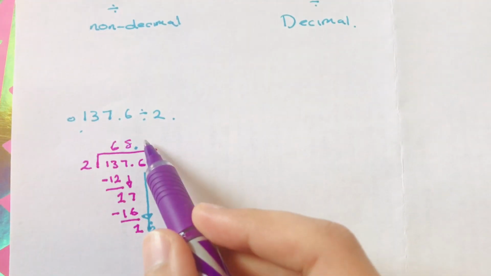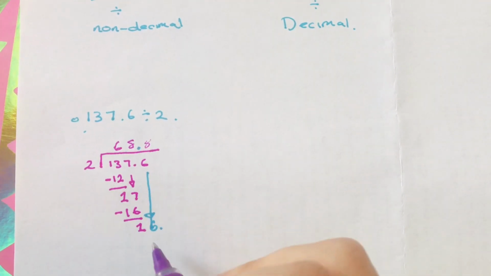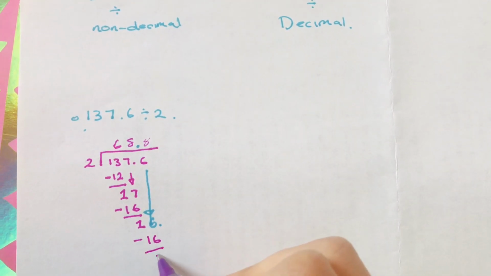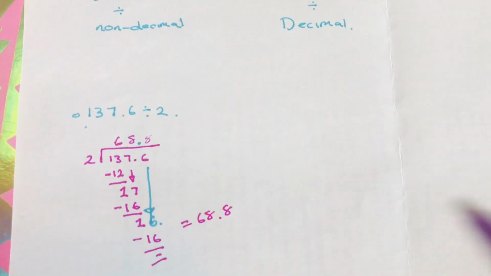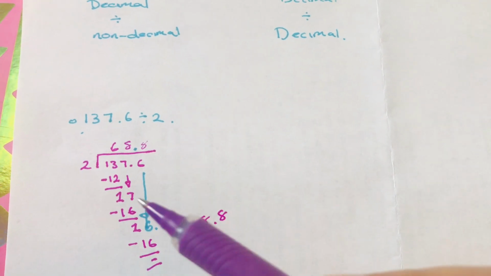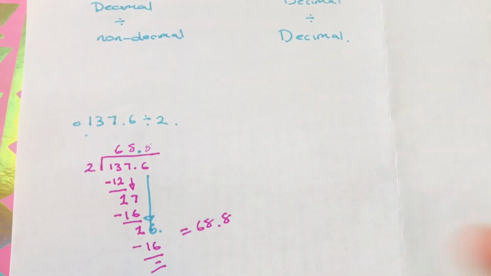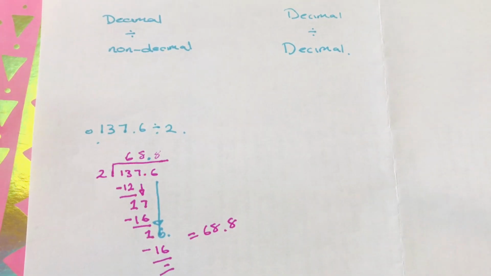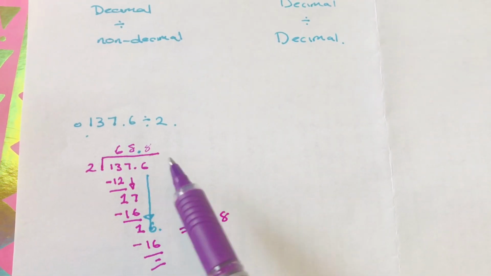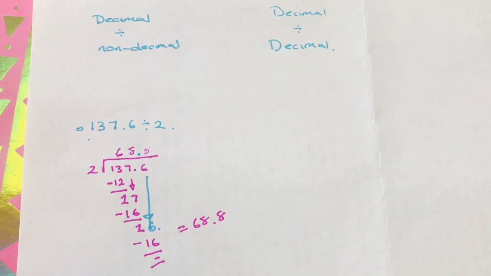16 divided by 2 is again 8. 8 times 2 is 16. You're left with 0. So your answer is 68.8. Just to emphasize it again, whenever there's a decimal point under the division sign, you put a decimal point on top of the division sign before you carry down the next number.